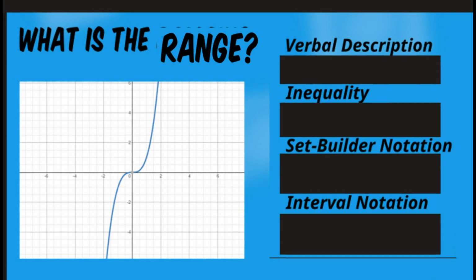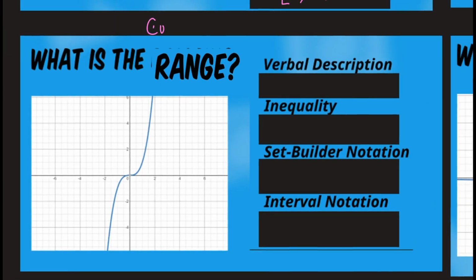Now here we differ a little bit. This is again our cubic function. We always go least to greatest. So our lowest y value, oh, it's different this time. Our lowest y value is negative infinity, and our max y value is infinity. So our verbal description is all real numbers.